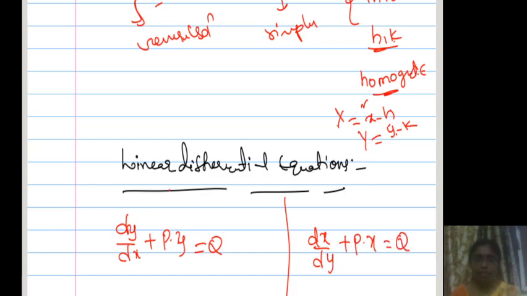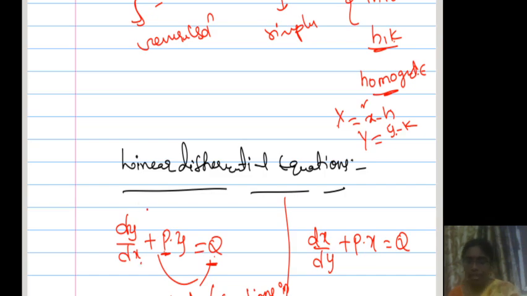If the given differential equation is first order, first degree, and is in this standard form, then p comma q are either constants or functions in the x variable. So dy by dx plus p y equal to q, where p comma q are constants or functions in the x variable. Which is the independent variable here? x. Which is the dependent variable? y. So p comma q should be either constants or functions in the independent variable.